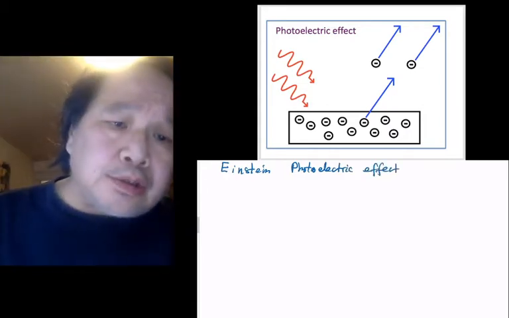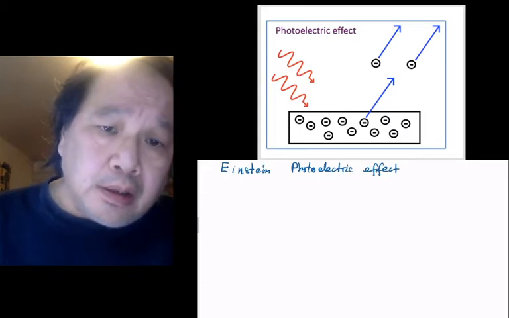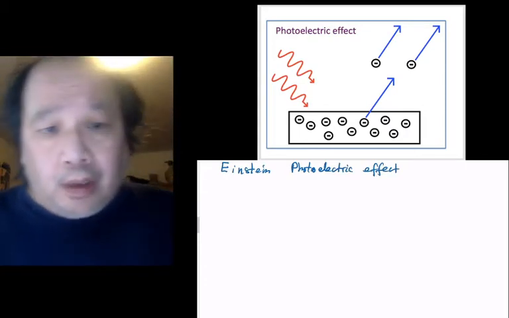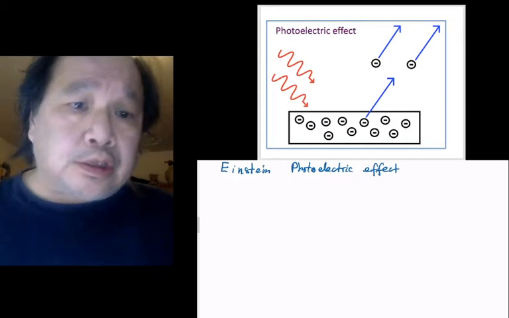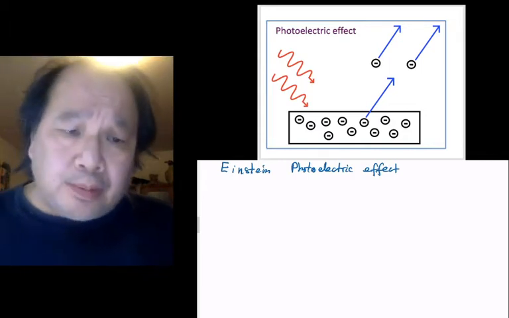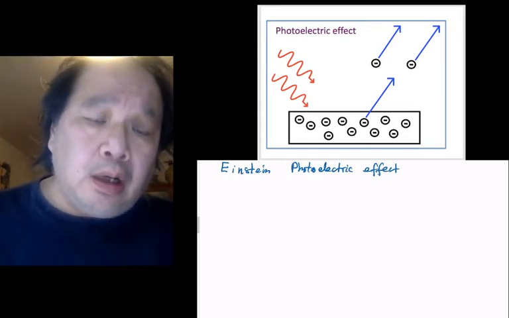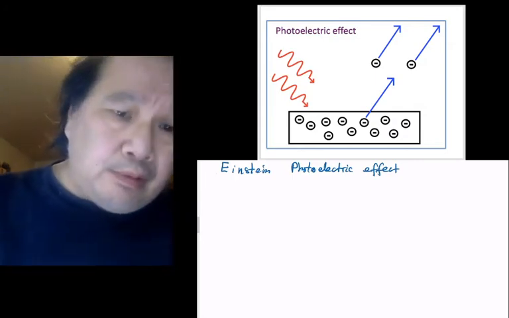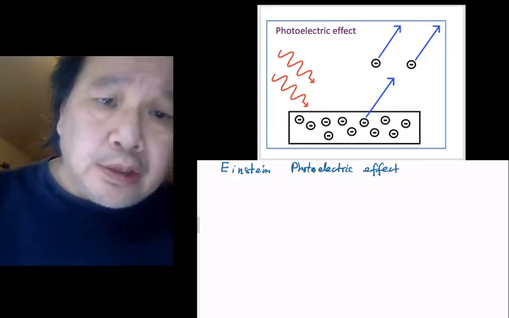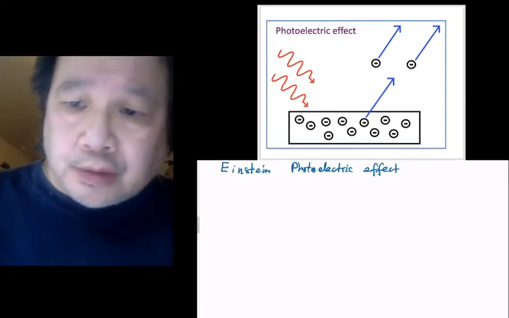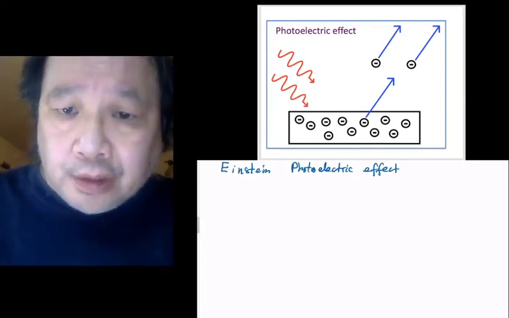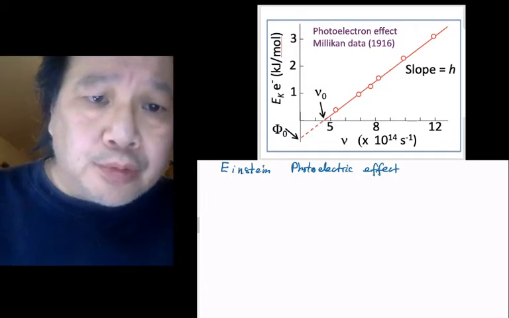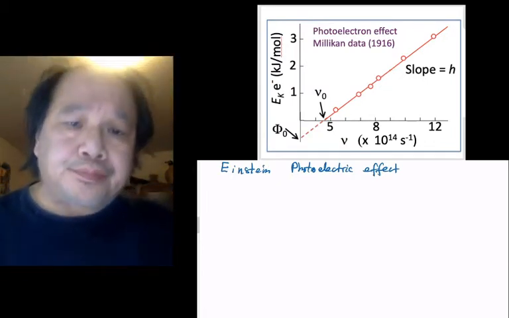Einstein did so much; it's just mind-boggling. But this experiment, which I think is probably the only experiment he ever did, won him the Nobel Prize. He probably wasn't a very good experimentalist. The early data that is more famous is the one from Millikan, which we'll be using here.